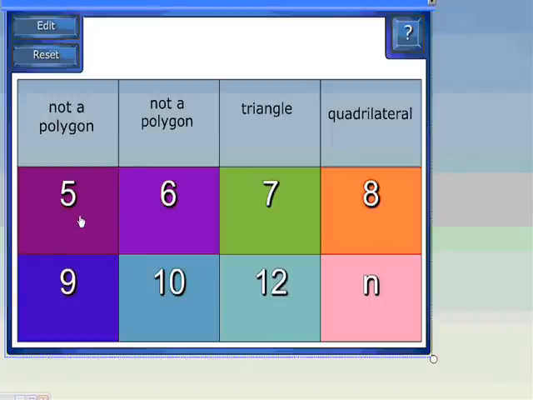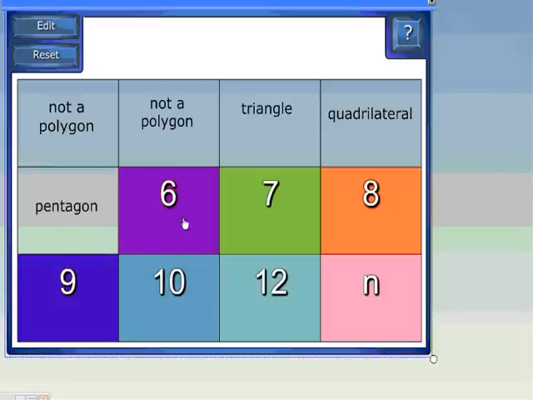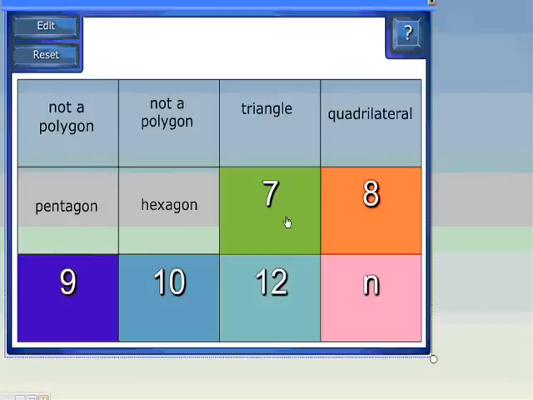5-sided polygon? Pentagon? 6? Hexagon? 7? All right, heptagon, although I'll also accept septagon. 8 is octagon. Stop signs are octagons. I'm going to need you to remember that towards the end of 2nd semester, so just tuck that little fact away for you.